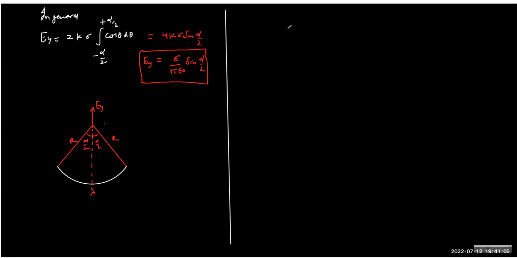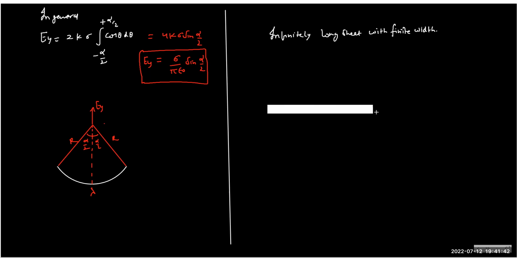Okay. So the next part is, you can do one more challenging problem. Infinitely long sheet with finite width. Okay. And what I'm showing is the cross-sectional view. So every time I'm not going to draw like this. Whatever you're looking at right now is the cross-sectional view of the sheet.